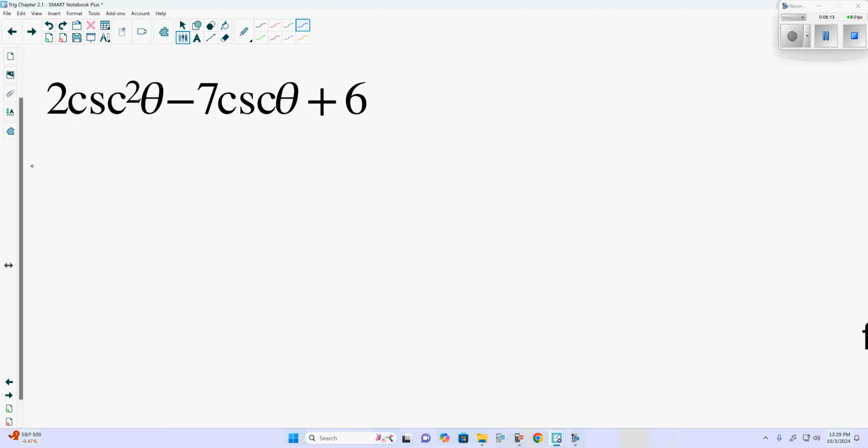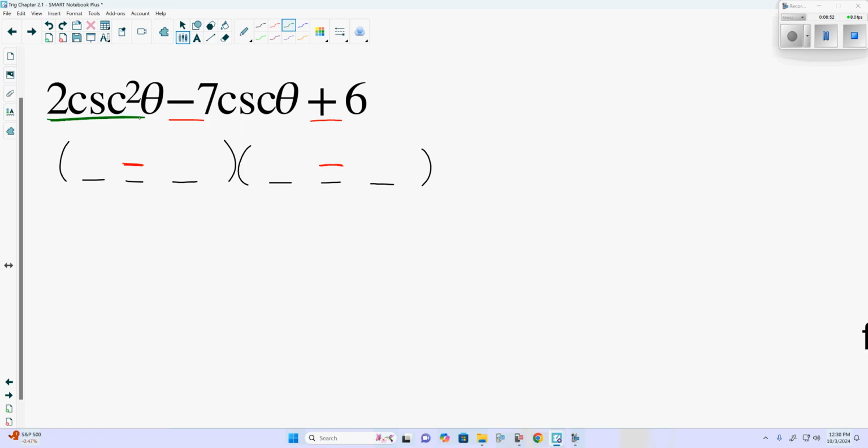Now let's look at this one here. 2 cosecant squared of theta minus cosecant of theta plus 6. Is there a greatest common factor? No. So we'll go to 2 sets of parentheses with 3 spaces. If the third term is positive, the signs are the same and match the sign of the middle term. If the third term is negative, the signs are opposite. Well, here the third term is positive, so the signs are the same and match the sign of the middle term. So we have negative and negative.